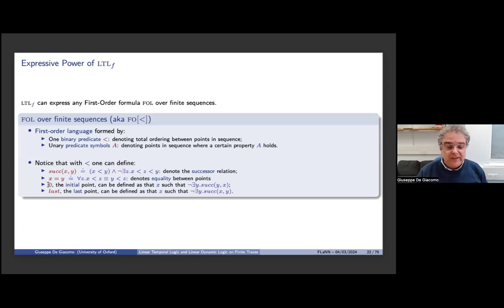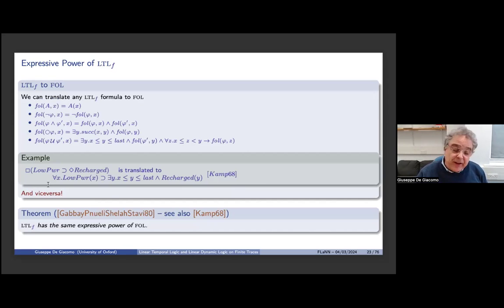Expressive power. So what is the expressive power of LTLf? Essentially, LTLf has the expressive power of first order logic over finite sequences, in which you have unary predicates and one binary predicate, the successor. It's very easy to take an LTLf formula and translate it into first order logic. It's linear. Here is the translation. And we know that the vice versa is also true. This is a classical result of expressivity of LTL.